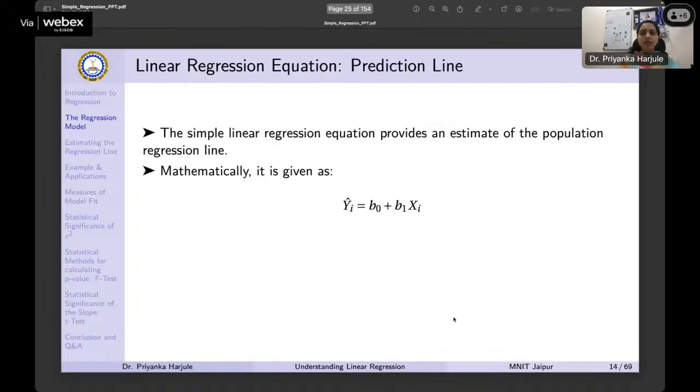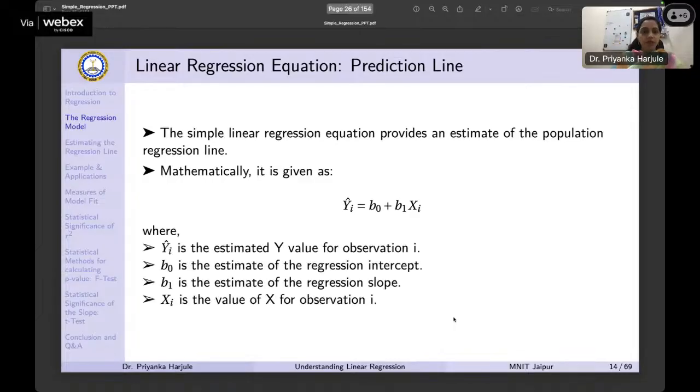Okay, so this is simple linear regression mathematically, where you have yi cap equal to beta naught plus beta 1 xi. By now you know that this is your dependent variable and this is your independent variable. Beta naught is the intercept and beta 1 is the slope. So the entire problem is to estimate these two.